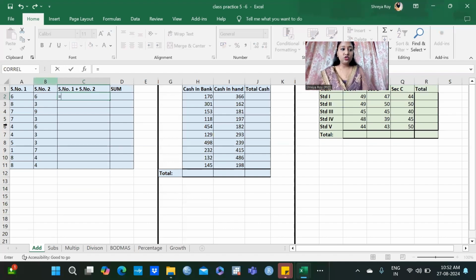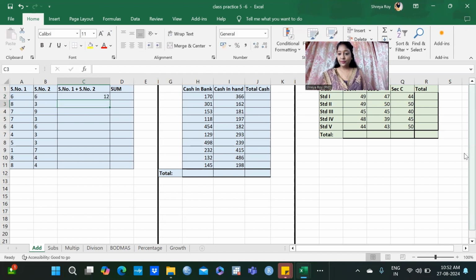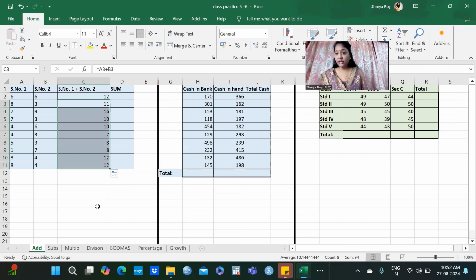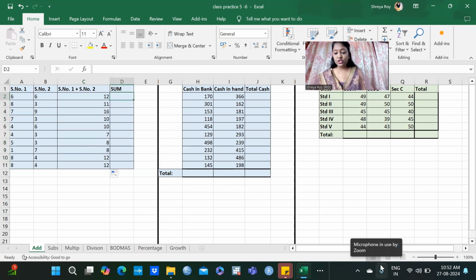First, type equal to, click on the first cell, type plus, click on the second cell and press enter. We get 12. Repeating: equal to, select the first cell, type plus, click on the second cell, enter. We get our value. Similarly, by double clicking or click and drag, you will get the answers for everything.